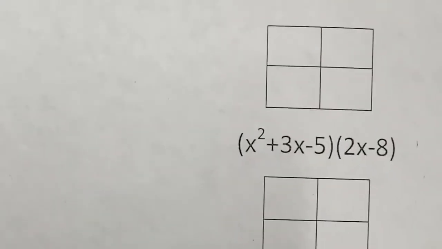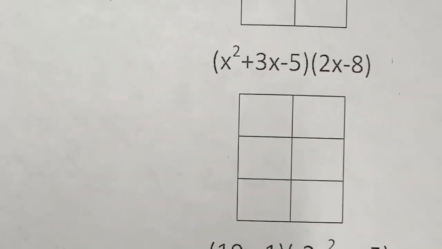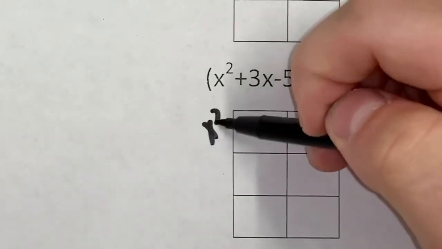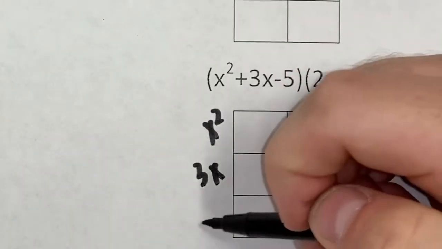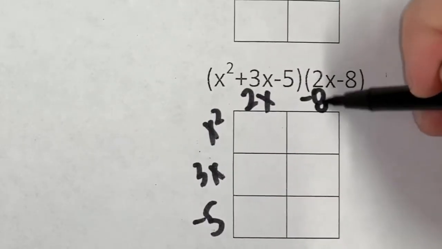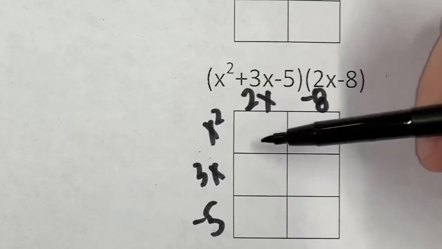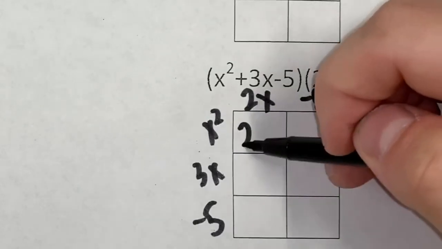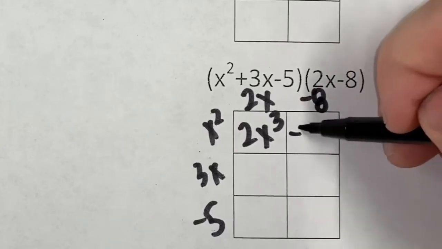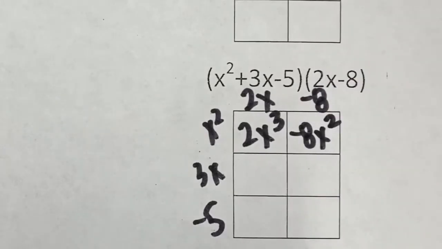Can we do this with more than a binomial, maybe a trinomial times a binomial in this case? X squared, 3x, and negative 5. On top, we would have 2x and negative 8. We multiply all the boxes together. X squared times 2x is 2x to the third. X squared times negative 8 is negative 8x squared.